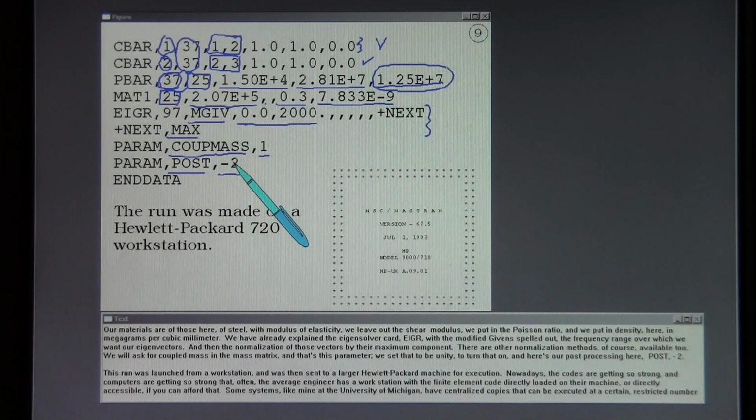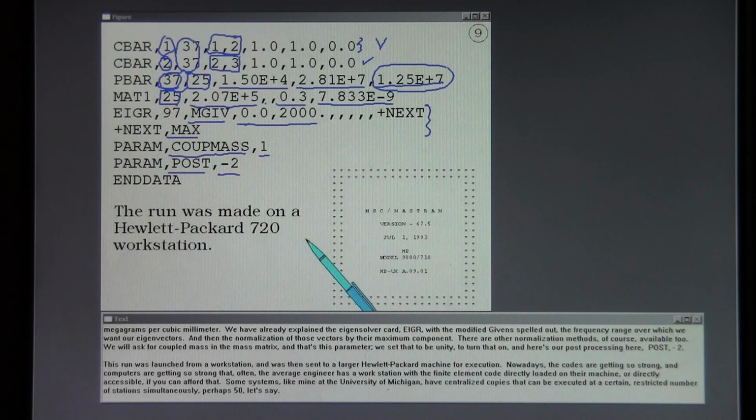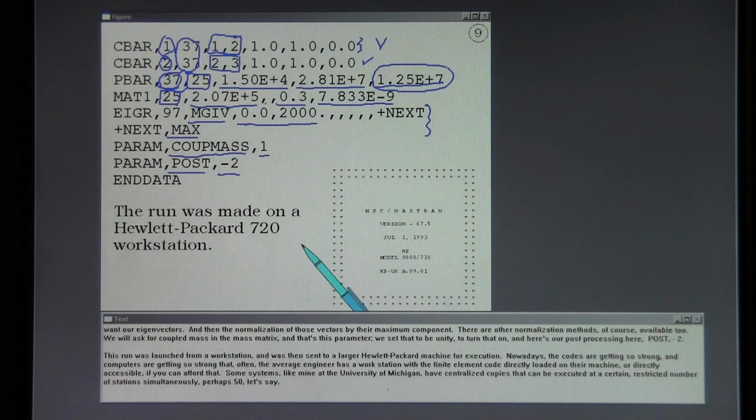This run was launched from a workstation and was then sent to a larger Hewlett-Packard machine for execution. Nowadays, the codes are getting so strong, the computers are getting so strong that often the average engineer has a workstation with a finite element code directly loaded on their machine or directly accessible, if you can afford that. Some systems like mine at the University of Michigan have centralized copies that can be executed at a certain restricted number of stations simultaneously, perhaps 50, let's say.